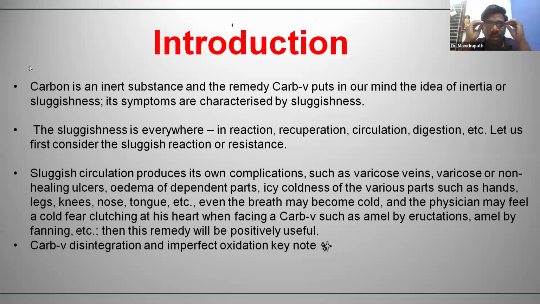So coming to today's remedy, Carbo Veg. Before understanding the Carbo Veg remedy, try to understand what carbon is first. Carbon is an inert substance, and the remedy Carbo puts in our mind the idea of inertia or sluggishness. Its symptoms are characterized by a lot of sluggishness. When an inert substance is combined, it can produce the pathology of sluggishness, and that is the main core of Carbo Veg.